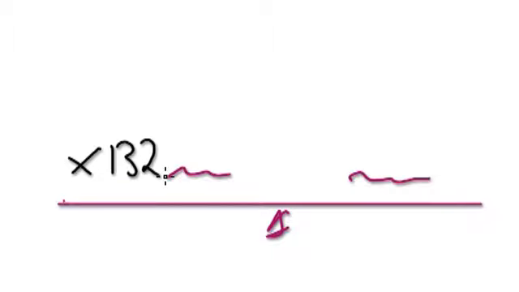Okay? So, when you're given a balance, you can add an equal amount to both sides, you can take away an equal amount from both sides, you can also times an equal amount. You can times it by 132 if you wanted to. Basically, if you times 132 over this side, you've got to do the same on this side as well, 132. Okay? So you can times an equal amount to both sides as well.